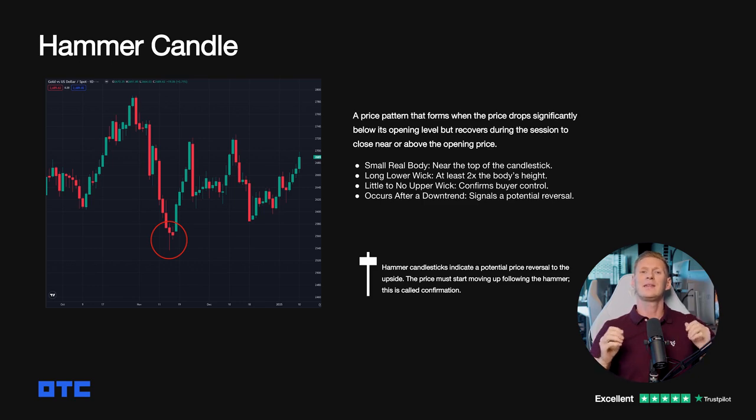What does this candle tell us? The hammer reflects a battle between buyers and sellers. Initially, sellers drive prices significantly lower, but buyers regain control, forcing a strong reversal, almost entirely reversing the previous move to the downside. This shift in momentum suggests that buying pressure is increasing and selling pressure is weakening, signaling a potential trend change.